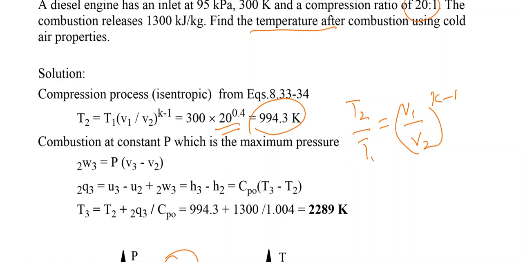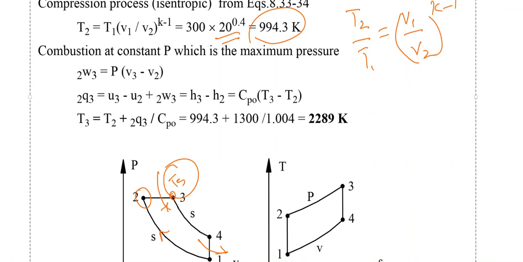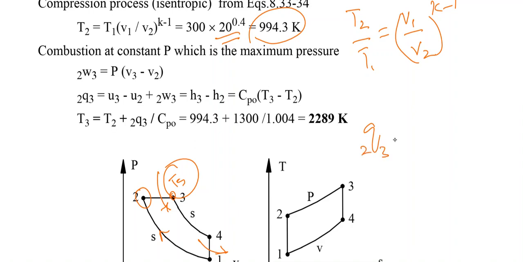Now we need to find the heat transfer, oh sorry, the work done. We do not need to find the work done, but we need to find the maximum temperature. The process from 2 to 3 is constant pressure heat addition, reminding you of the previous lecture. In a constant pressure process, the heat transfer is equal to the change in enthalpy, which would be equal to H3 minus H2.